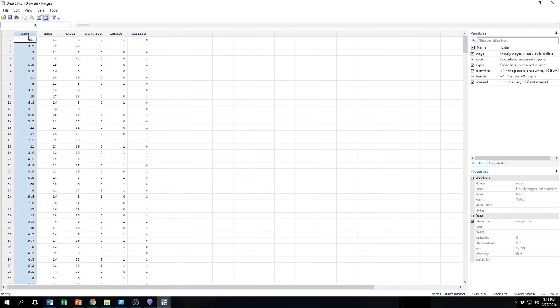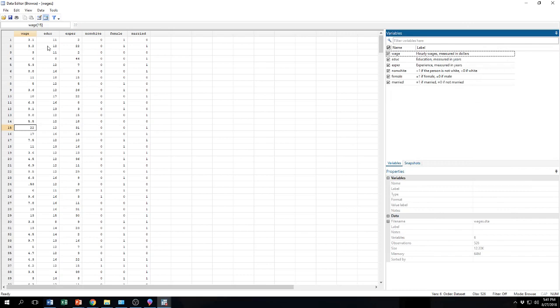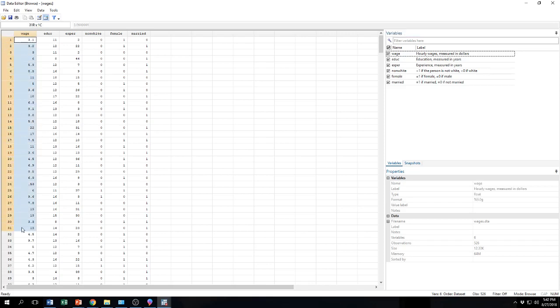Okay, so we've got 3 variables here, and what do these represent? We could even look at our label and see. Wage is hourly wages measured in dollars. This looks like a continuous variable to me. It probably could go from anywhere from 0 to infinity, at least in theory.